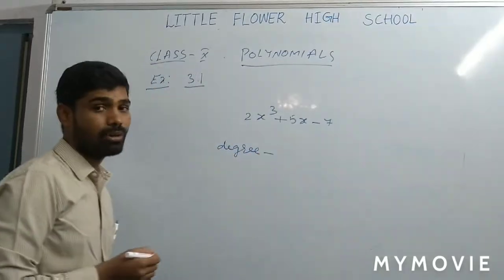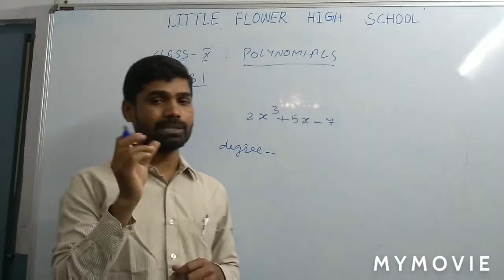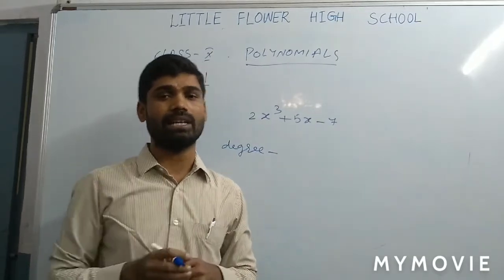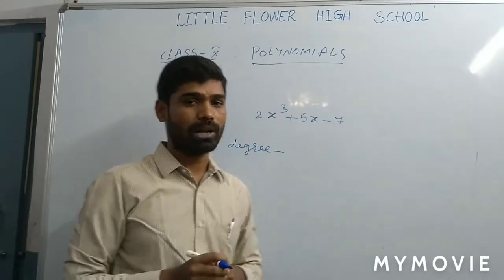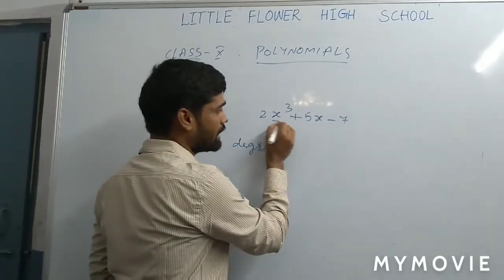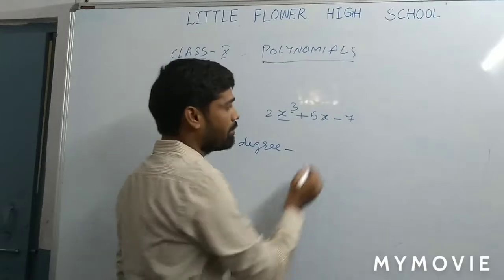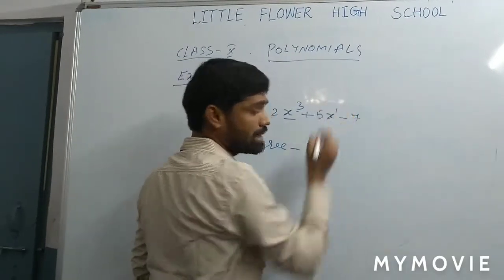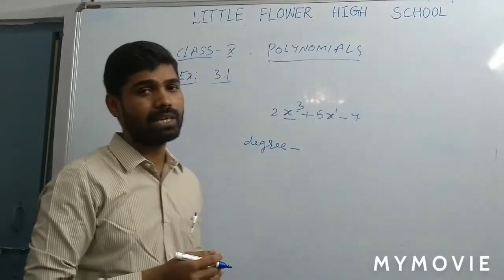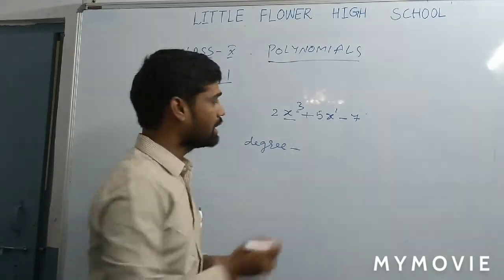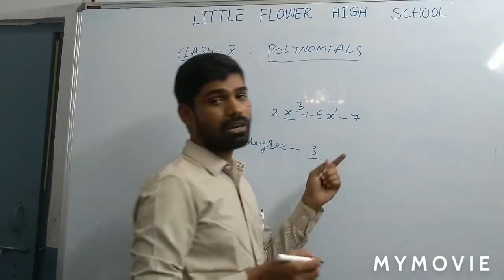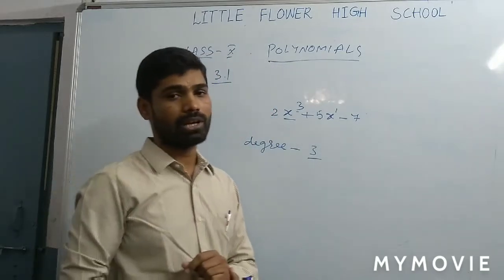So what is the degree? We already discussed it. The highest degree in an expression is considered the degree of the polynomial. Here we can see the highest degree is 3, and the constant term is nothing but degree 0. So what is the highest degree here? 3. So what is the degree of this expression? 3. So generally we can call that a cubic polynomial.